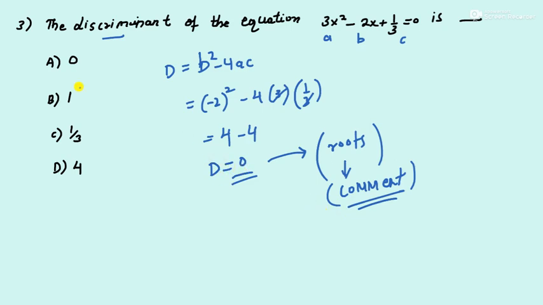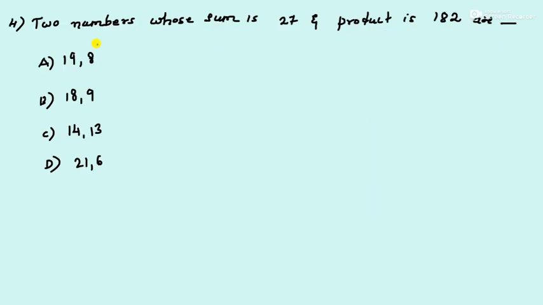Here D is 0, so option number A is correct. Okay, moving to the next question. Two numbers whose sum is 27 and product is 182 are dash. Okay, so which are those two numbers?